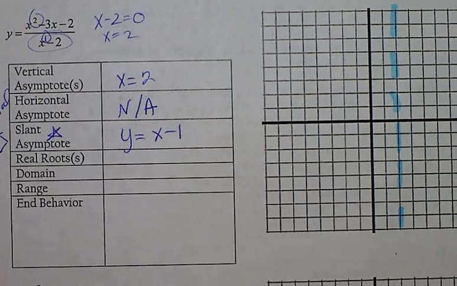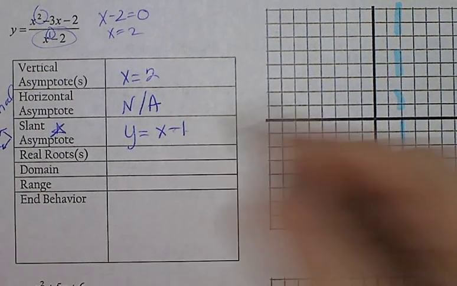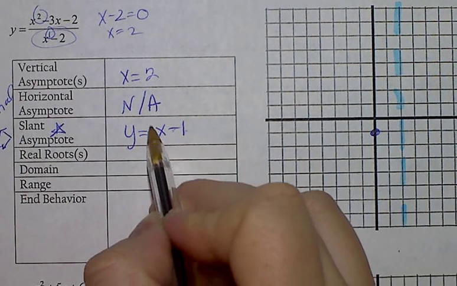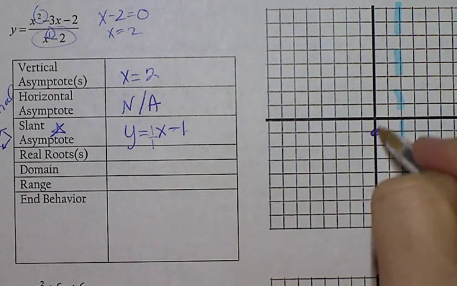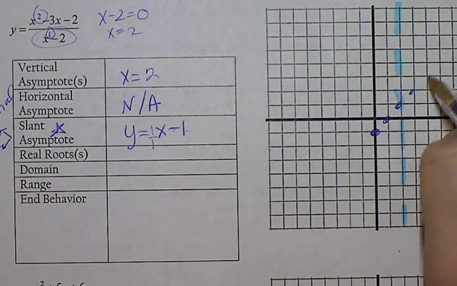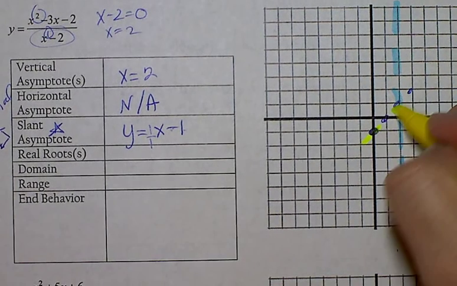Okay, now we're going to graph it. So find negative 1 on the y-axis and make a dot. The slope is 1 over 1, up 1 over 1, up 1 over 1, and so on. Then I'm going to take a highlighter, and I'm going to continue that.